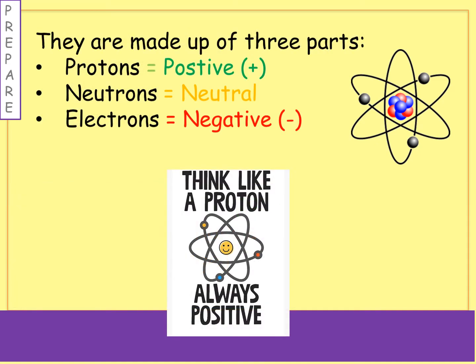Okay, well done if you were correct. Protons are positive, neutrons are neutral, and electrons are negative. The easy way to remember that is P for positive, N for neutral, and then E for negative. Doesn't really fit, it's the odd one out there, electrons being negative. Think like a proton, always positive is another way of remembering which subatomic particle is positive, which one's negative, and which one has no charge.